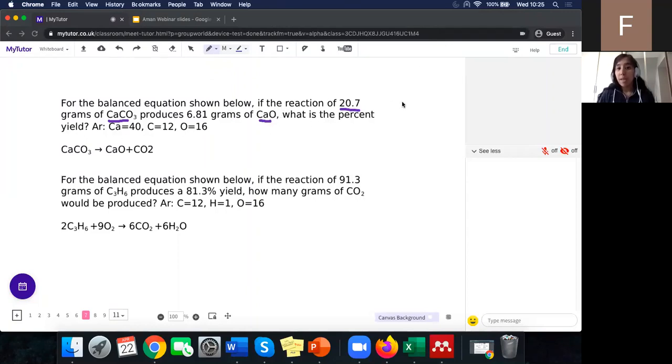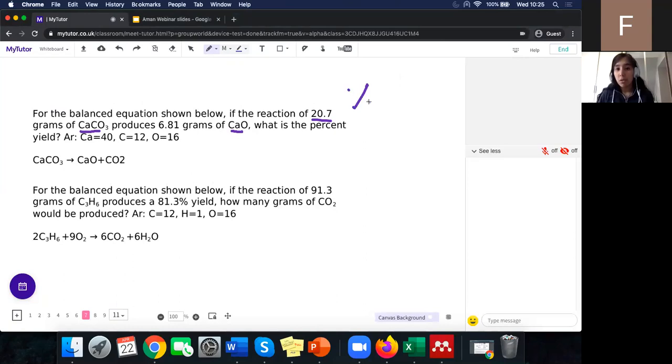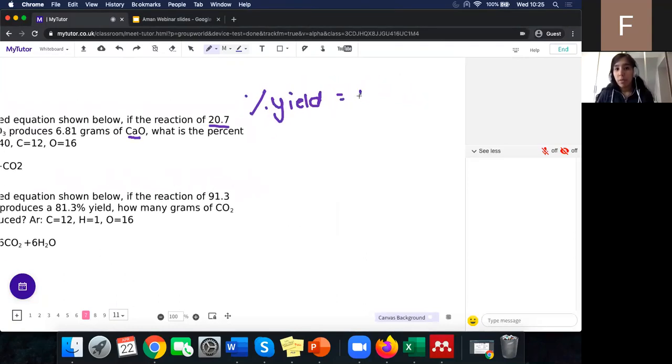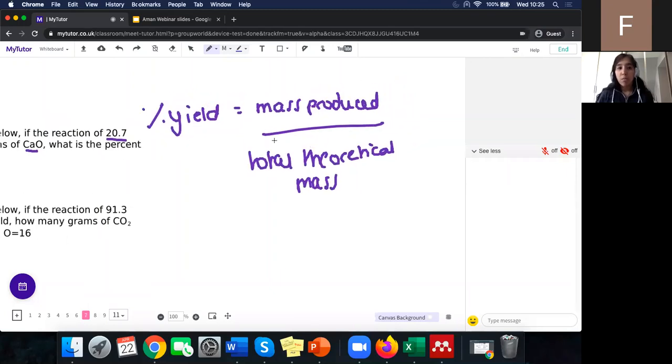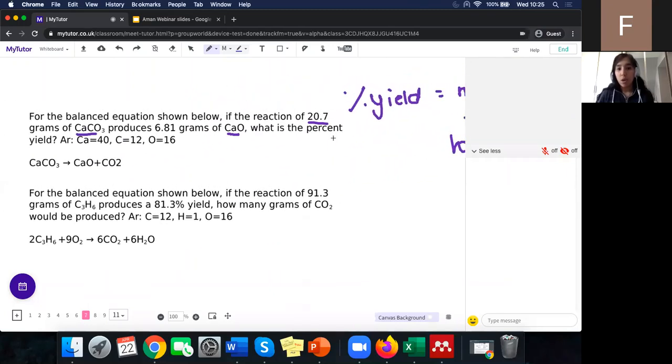So we've got the mass produced. So remember, the percentage yield is equal to the mass produced divided by the total theoretical mass, or the total calculated mass. So our mass produced currently is 6.81. But we need to know what that total theoretical mass is, or X. So to calculate that, we need the number of moles of calcium carbonate, and then we can use our reaction to have a look.